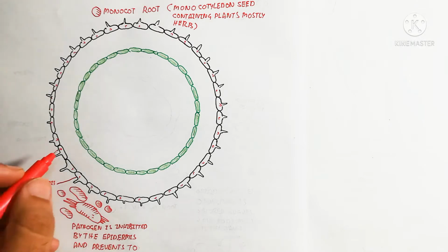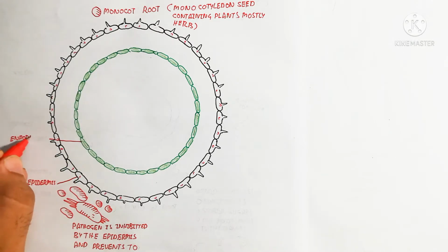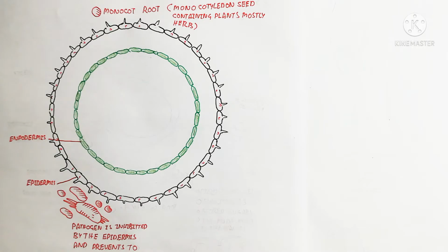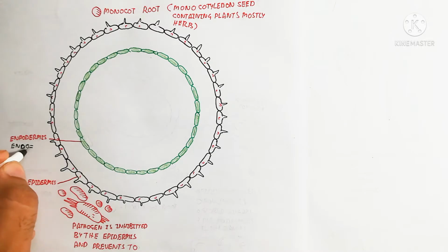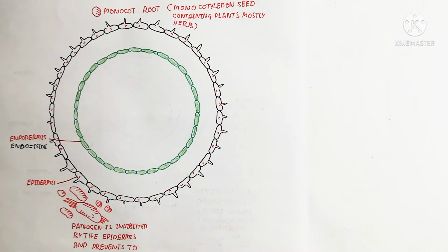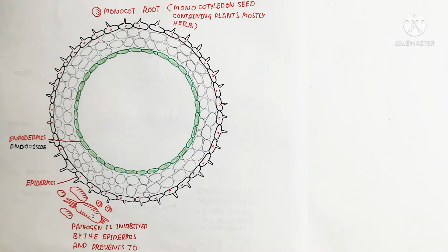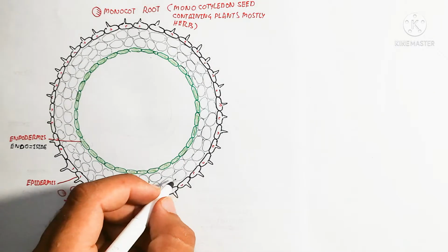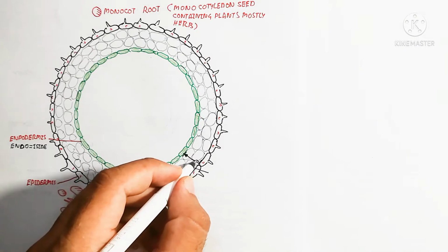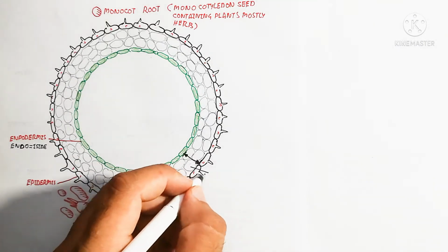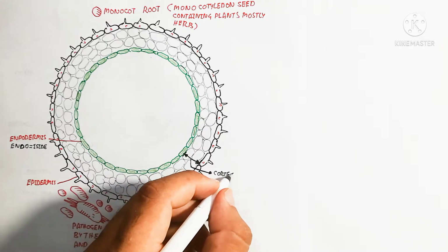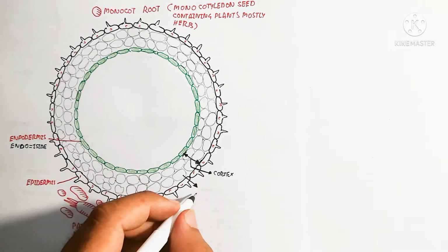And here is the green color ring. It shows the endodermis. Endo means inside and dermis means skin. So the endodermis, shown in green, is important to cover all the vascular tissue, xylem and phloem, which are basically inside. And between the epidermis and endodermis there is a gap, and that gap contains the cortex.